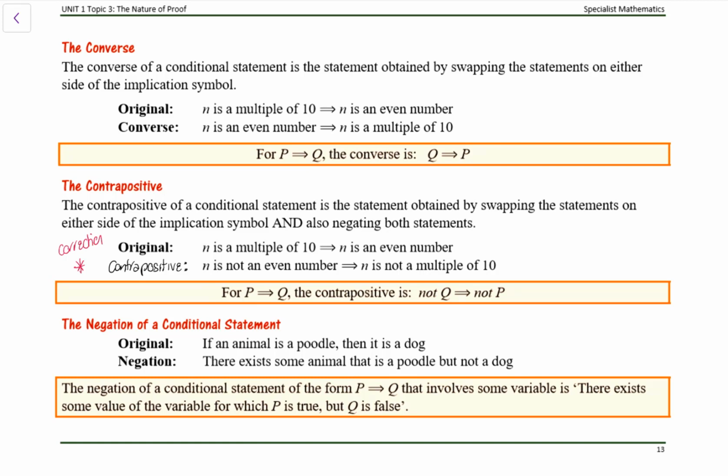Now, the negation of a conditional statement. Original, if an animal is a poodle, then it is a dog. That's true. Negation, there exists some animal that is a poodle but is not a dog. First one's true, second one's false. So the negation of a conditional statement of the form P implies Q that involves some variable is there exists some value of the variable for which P is true but Q is false. Probably recommend pausing and just reading through that again so you make sure you understand what's going on.